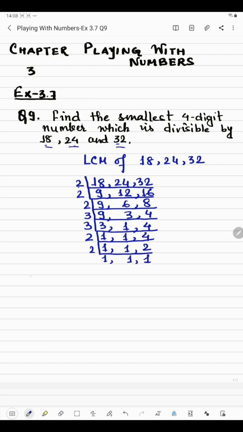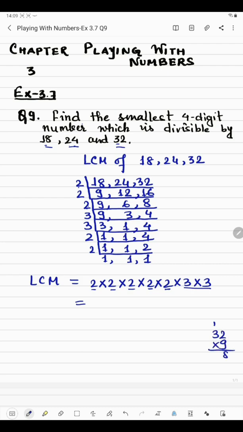Okay. LCM of 18, 24 and 32 is 2 times 2 times 2 times 2 times 2, total 5 2's we have. Okay. And we have 2 3's. Now if you multiply this all, we'll get the LCM of 18, 24 and 32. So 2 2's are 4, 4 2's are 8, 8 2's are 16, 16 2's are 32. Now 32 multiplied by 9: 9 2's are 18, 1 carry, 9 3's are 27, 27 plus 1 is 28. So we have got 288.